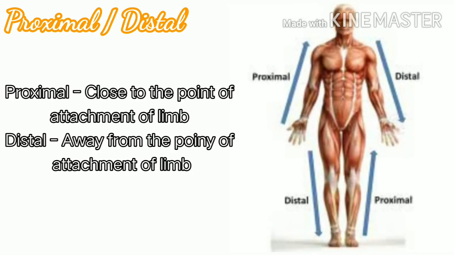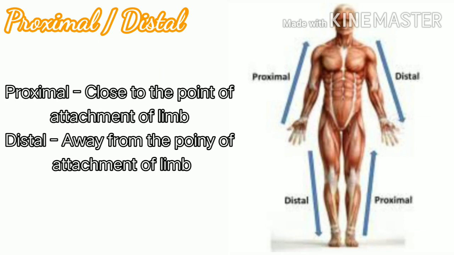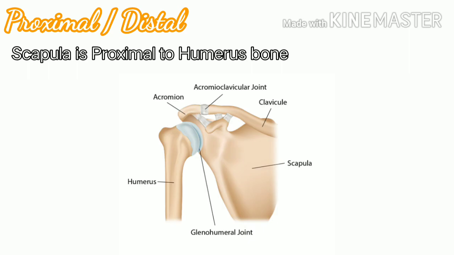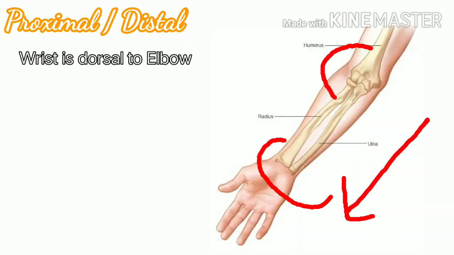The fourth is proximal and distal. Proximal means close to the origin of the limb and distal means far from the origin of the limb. An example of proximal is the scapula is proximal to the humerus bone. An example of distal is the wrist is distal to the elbow.